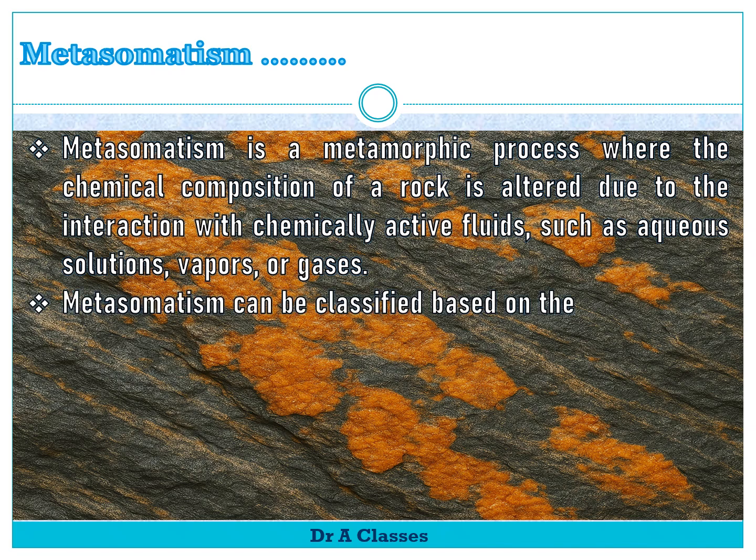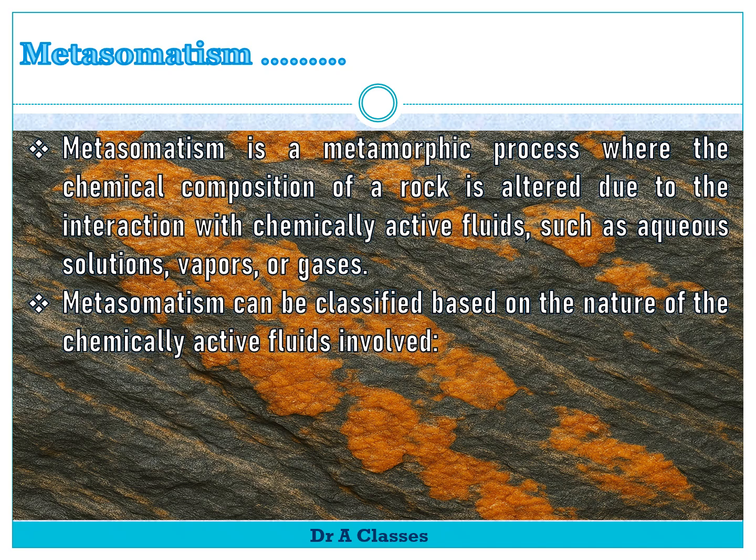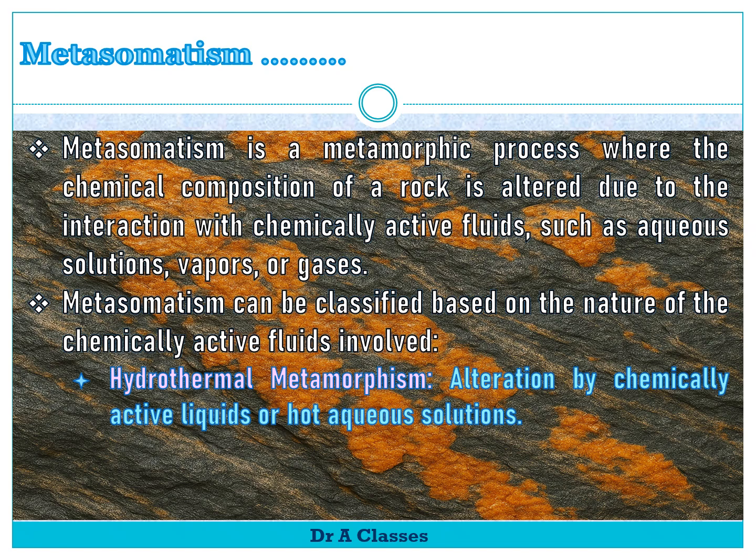Metasomatism can be classified based on the nature of chemically active fluids involved. Hydrothermal metamorphism. This occurs when rocks are altered by hot, ion-rich aqueous fluids, typically originating from cooling magmas or deep groundwater systems. These fluids facilitate chemical reactions that form new minerals and change the rock's composition. It is common near mid-oceanic ridges, igneous intrusions, and geothermal regions.